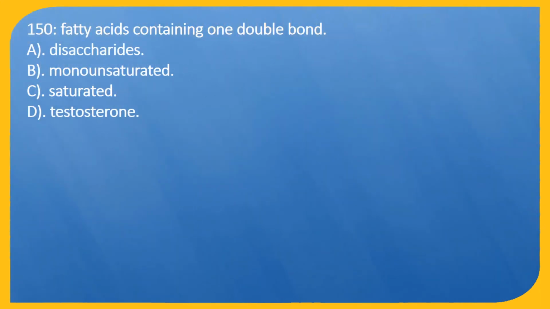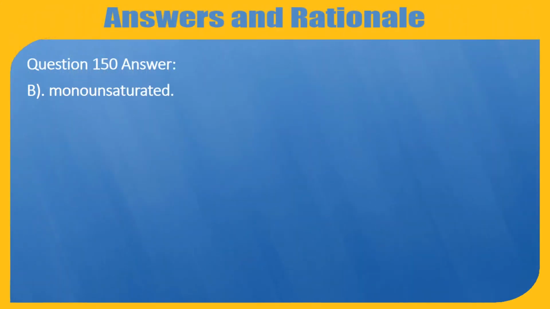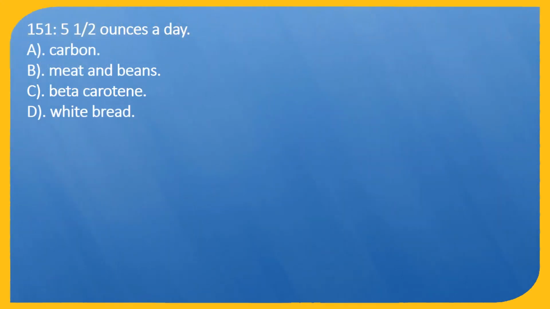Question 150. Fatty acids containing one double bond. A. Disaccharides. B. Monounsaturated. C. Saturated. D. Testosterone. Question 150. Answer B. Monounsaturated.